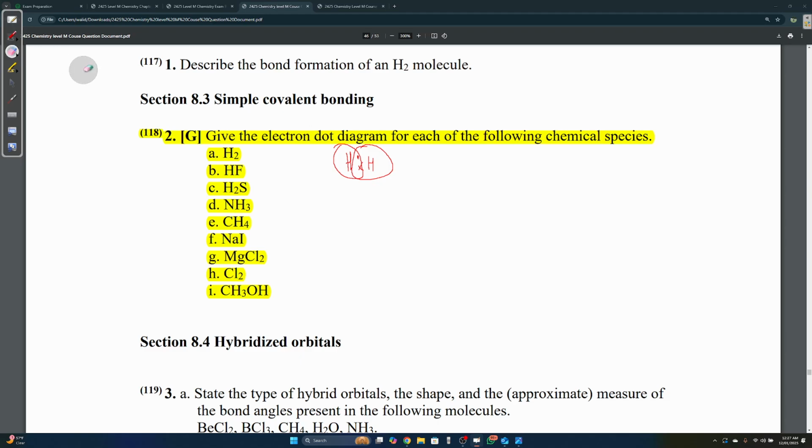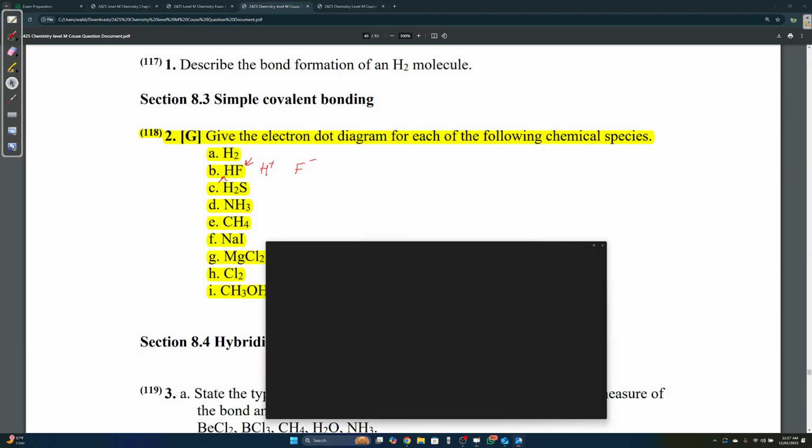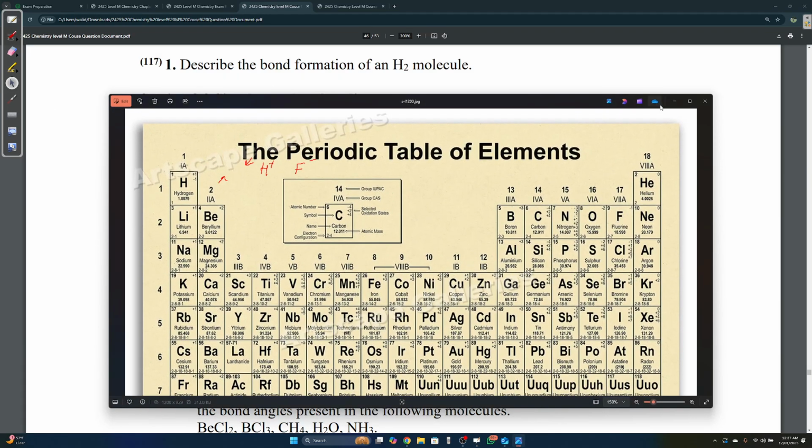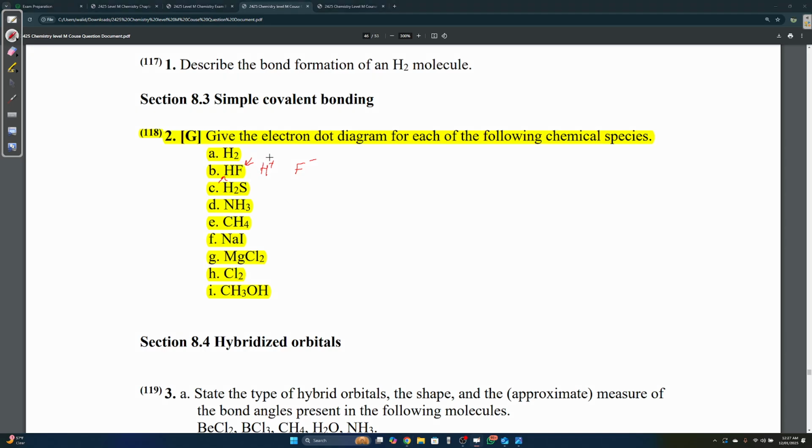HF. Okay. H is H plus. F is in group 7, so it's F minus. You can open up the periodic table. It's over here. Fluorine. Okay. So this is going to lose 1. This is going to gain 1. Let's see. Hydrogen looks like this, right? What does fluorine look like?